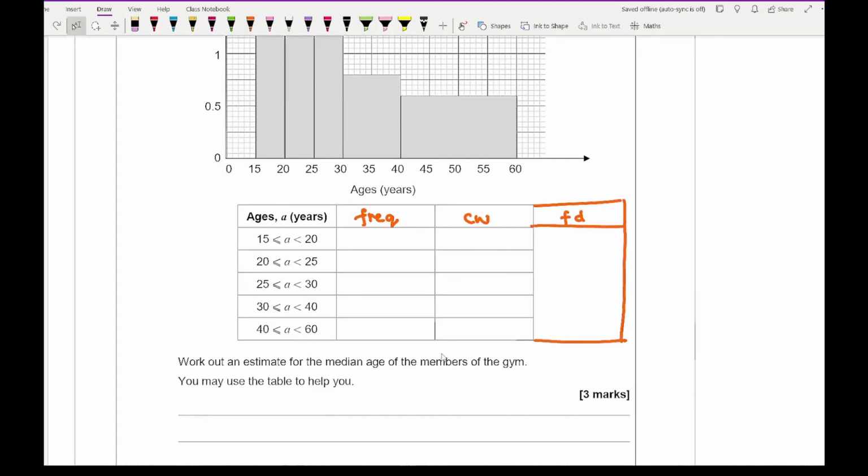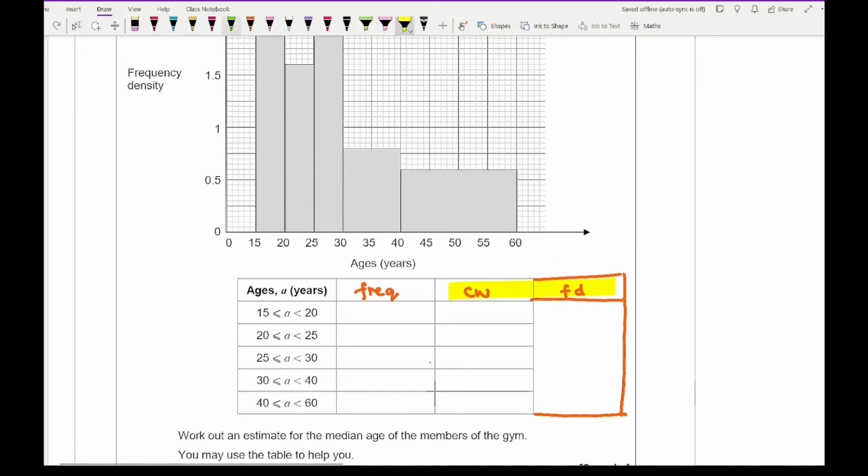To be fair, there is a way of not having to work out these 2 extra columns, but if you wanted to, that's absolutely fine. So the class width is 5, 5, 5, 10 and 20. Then if I work out the frequency density for each of these, it's going to be 2.4, 1.6, 2, 0.8 and 0.6.